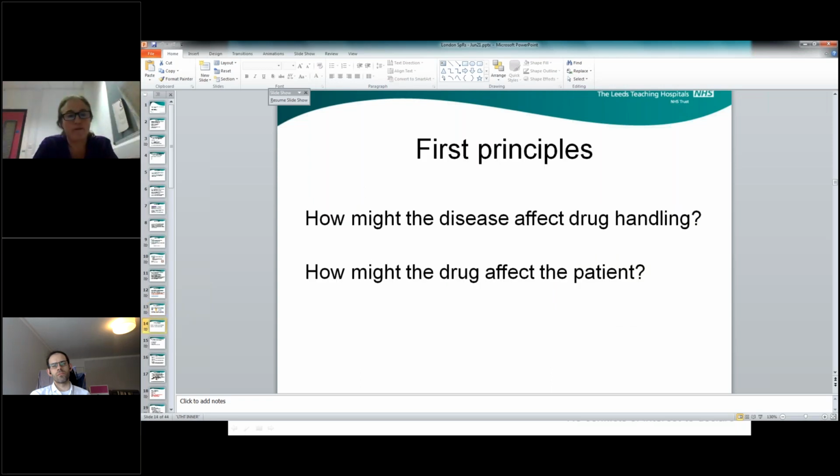So we have to go back to our first principles. We have to think about how the disease is going to affect drug handling. That's the disease or the dysfunction. So again, it might be a patient with sepsis or a hepatotoxic reaction to another drug. But also we need to think about how the drug is going to affect the patient.